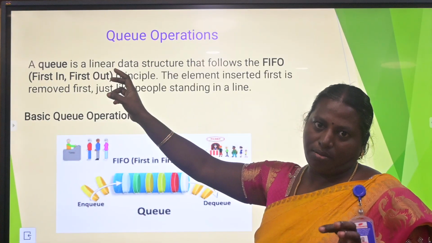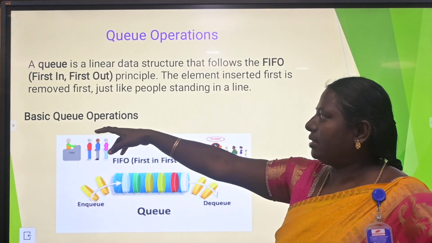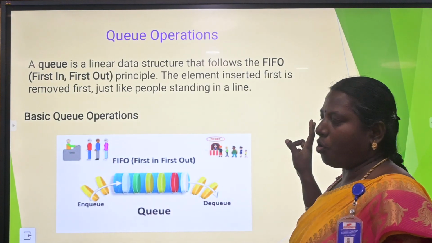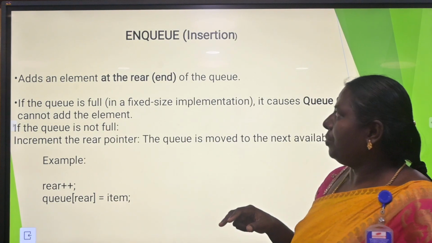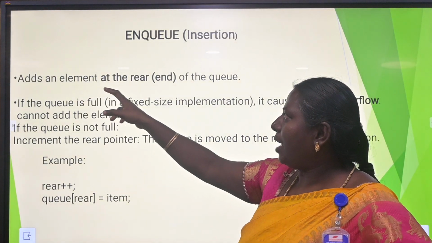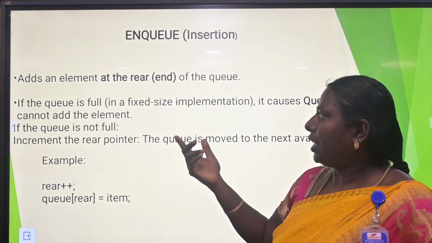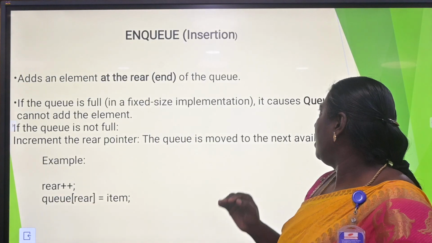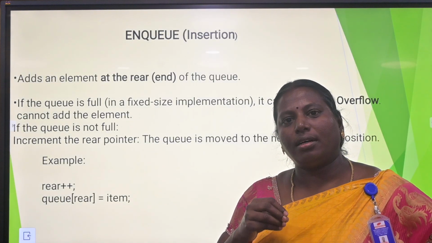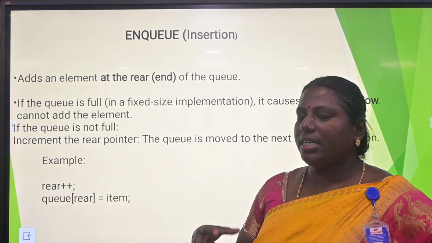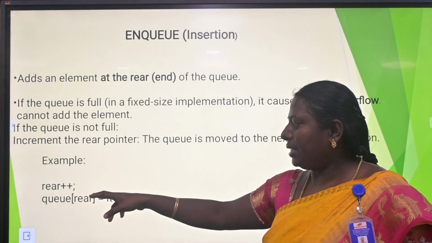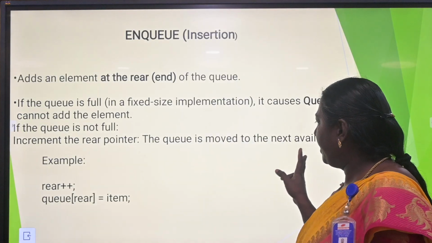So this follows the queue operations, where the basic queue operations are enqueue and dequeue. Enqueue is just like a push operation. Add an element at the rear position. If the queue is full, it causes queue overflow. If the queue is empty, it causes queue underflow. For example, rear plus plus, q of rear is equal to item.